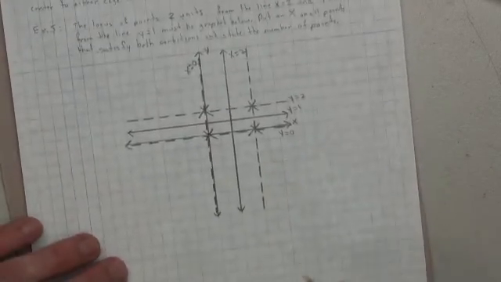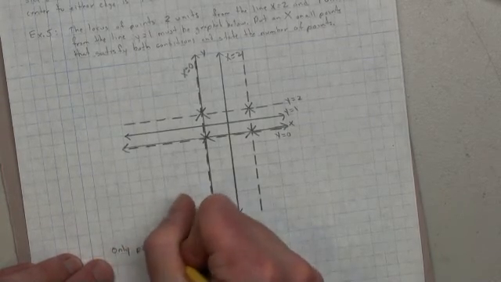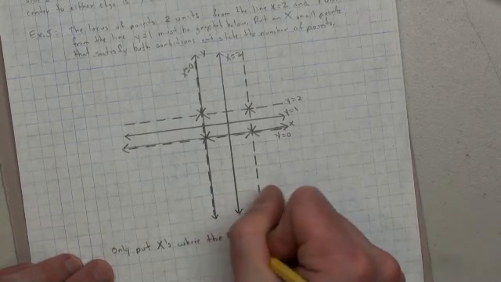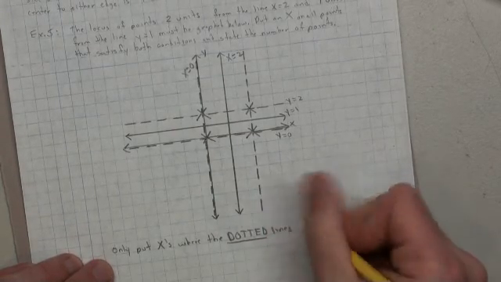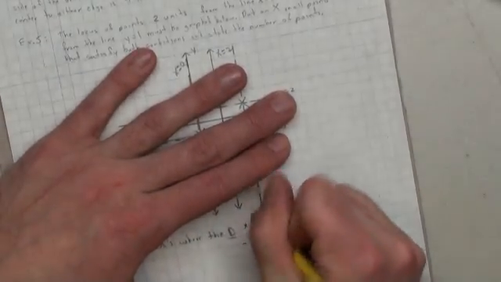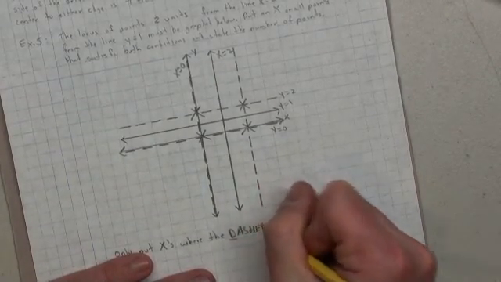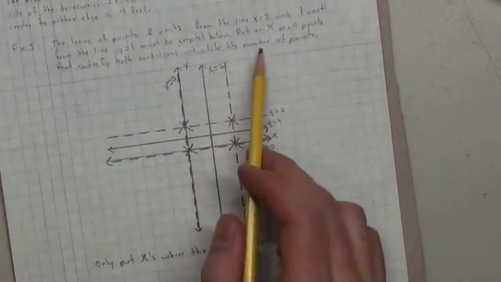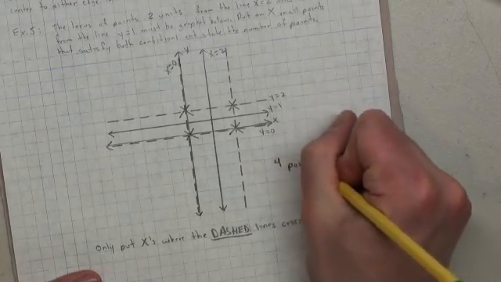So the important thing here is to make sure you only put x's where the dashed lines cross. In fact, dotted is not really that great of a word. We want to put x's where the dashed lines cross. And then it says also state the number of points. 4 points.